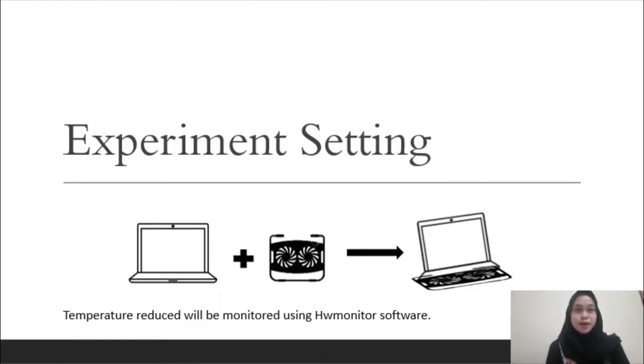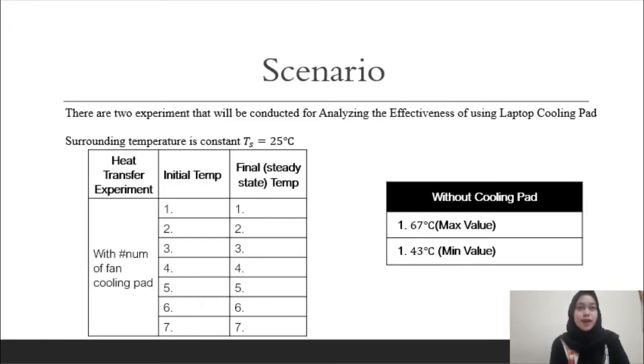Next is the experiment setting. This experiment was carried out repeatedly by placing the cooling pad at the bottom of the laptop. Then the temperature changes can be monitored using the hardware monitor software. And here is the scenario of this project. There will be two scenarios to conduct this heat transfer experiment, which are with a one fan cooling pad and a two fan cooling pad. Each scenario will be repeated 7 times, with the measured variables being the initial temperature and the final temperature, which is the steady state temperature.